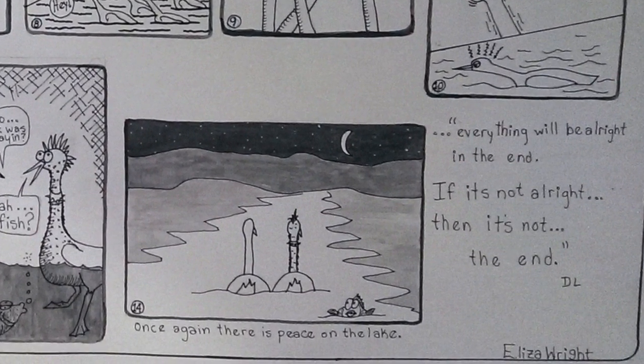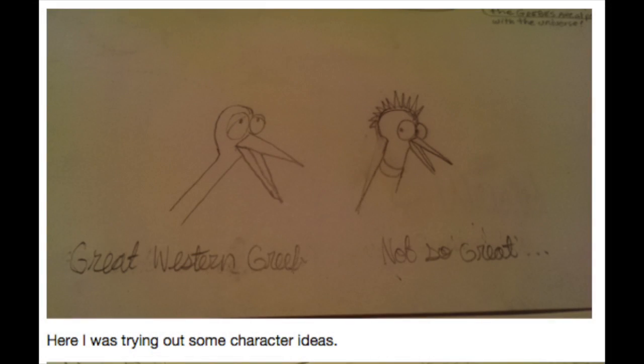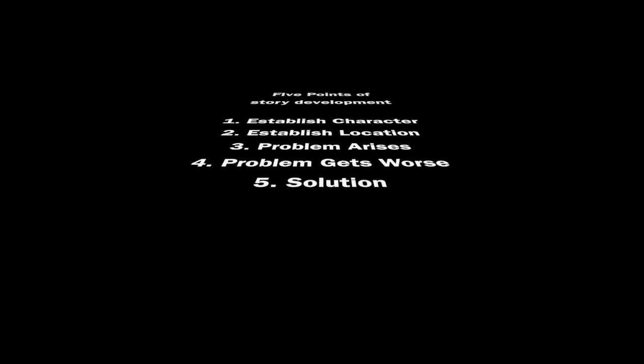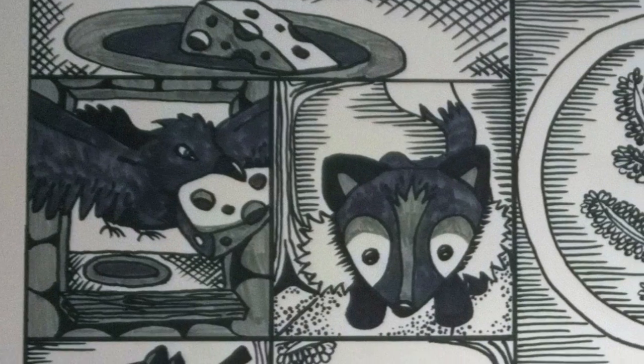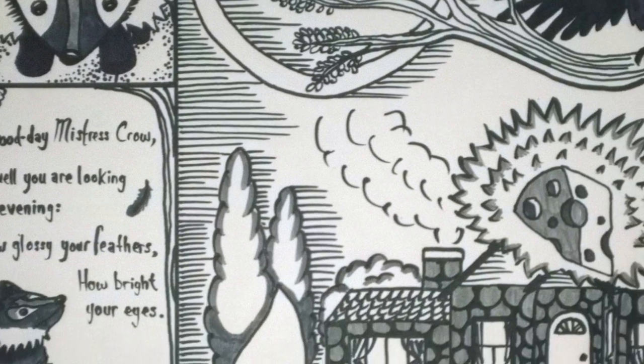When you create an original story, it's smart to start by thinking about the characters that you want to have in the story. A good tool for fleshing out your idea is to think about story development. The basic story arc you can break down into 5 points of story development: establish character, establish location, problem arises, problem gets worse, solution. This is a very classic story arc, and it might be a good way to organize your piece so that you have a strong beginning and a strong ending.